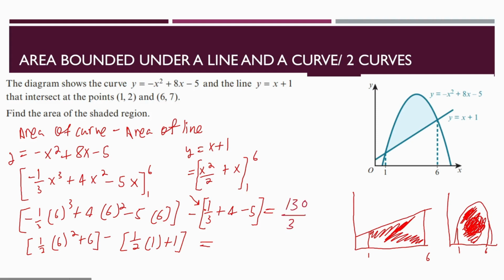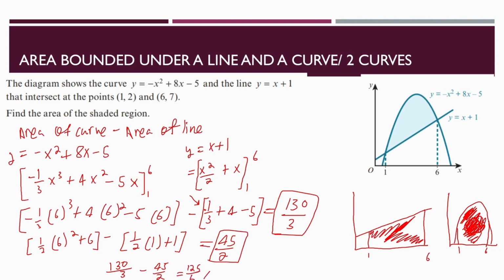Right, and now for this, it is 45 over 2. Alright, so now that I have the areas for both, we know we have to subtract the area of the line from the area of the curve, as the curve has greater area. So 130 over 3 minus 45 over 2. This is going to give us our answer, 125 over 6. Alright, so this is how we are going to solve these type of questions.